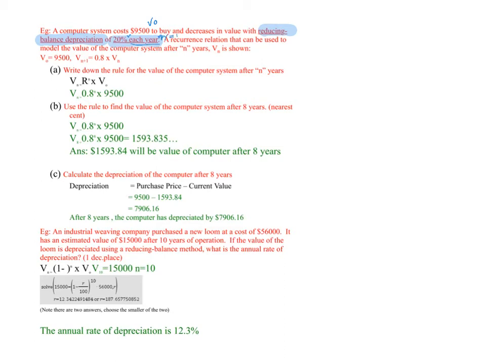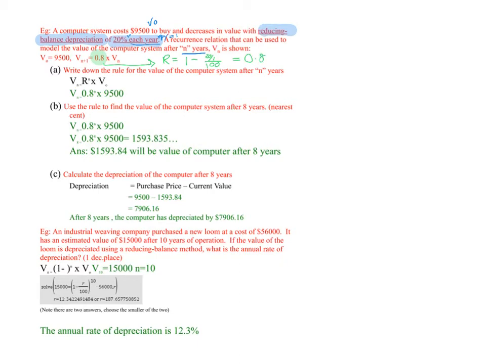Yeah? And they also said it here because they said a recurrence relation that can be used to model the value of the computer system after n years. So they're showing you it's a yearly formula. So just so you know, this bit here is the R, isn't it? That big R. The way they found it was they did 1 minus 20 over 100, and that got them 0.8.